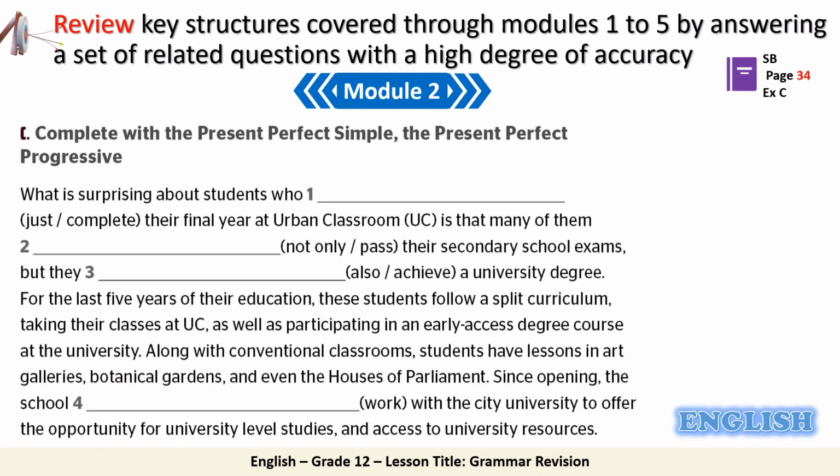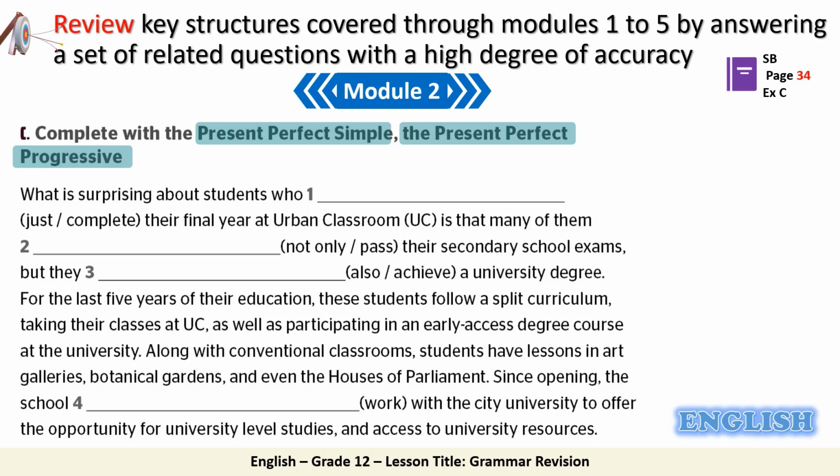Now let's move to activity C in your student's book, page 34. In this activity, you will fill in the first 4 spaces using the bracketed verbs in the present perfect simple or the present perfect progressive. So please pause this video here and give it a try.